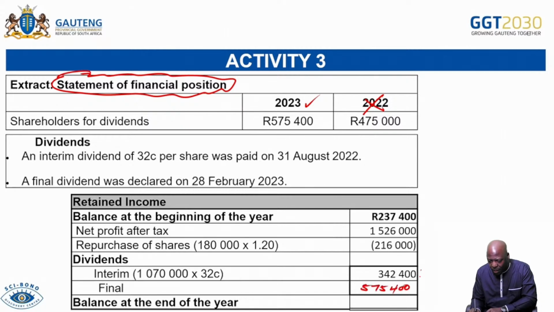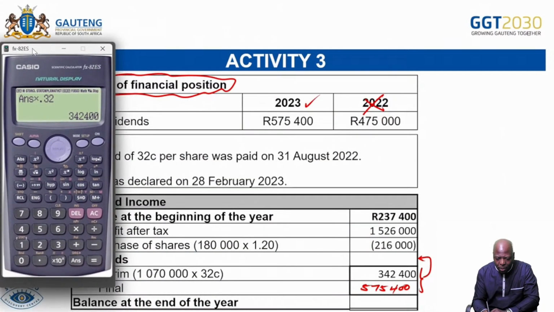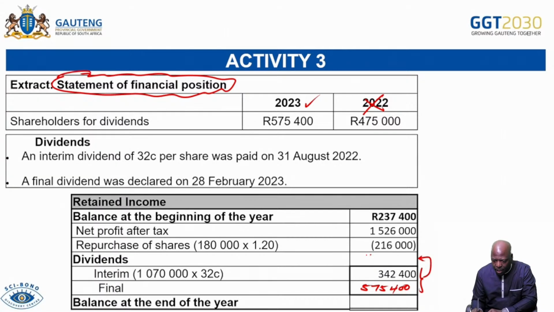575,400. Like that. And then, same style. We come back to your place, my good friend, and then we say 342,400, and then we add. What are we adding? 575,400 plus 575,400, like that. That's 917,800. So I'm going to come here. That's 917,800. Remember, we bracket it. And then we get the balance at the end.